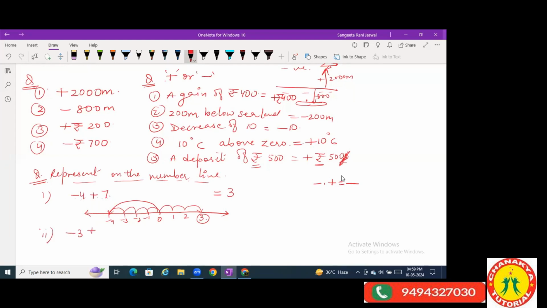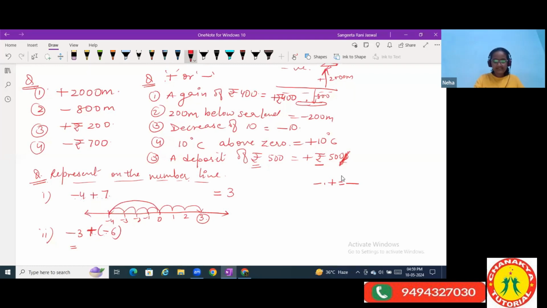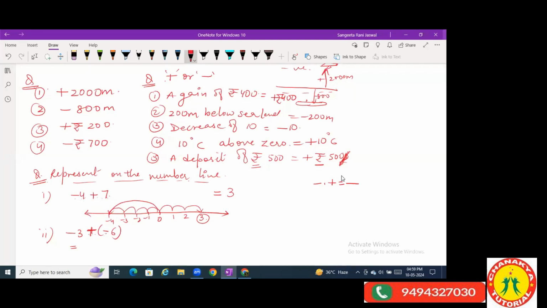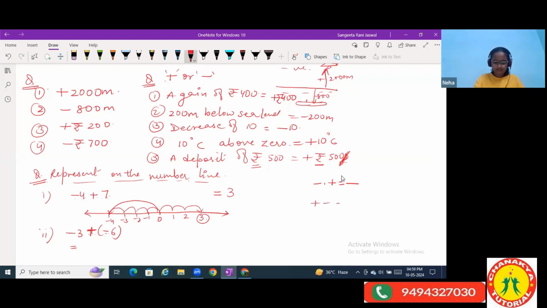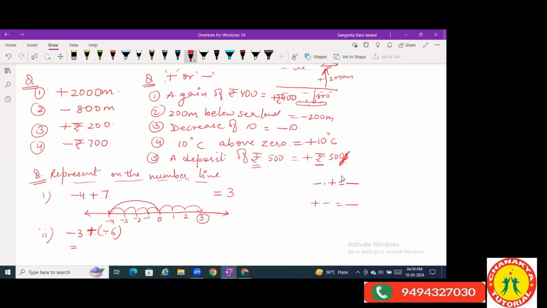Now let's take another question. -3 plus -6. Now look here. How will you do this? Please pay attention. Here we have two signs together. So what do we do when we have two signs together? We make it one sign. Yes, ma'am. When different signs are together, positive and negative, we do subtraction.